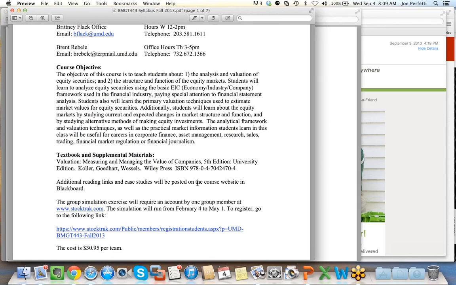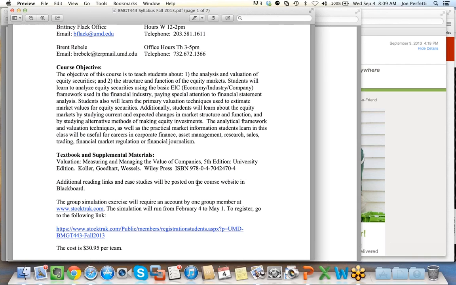The textbook that we're going to use is the valuation textbook written by McKinsey. It's in its fifth edition. The university edition is the one carried by the bookstore, but any fifth edition will do. The important thing, though, is you do need a fifth edition. If you get one of the older editions, it won't help you because the fifth edition was completely rewritten. And that is the only textbook that we'll be using this semester.